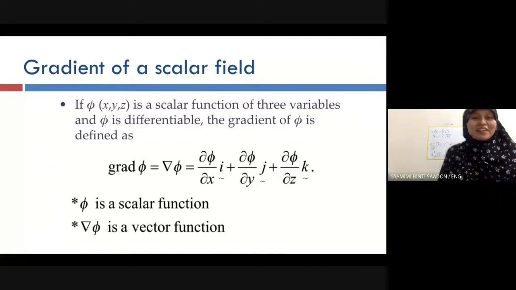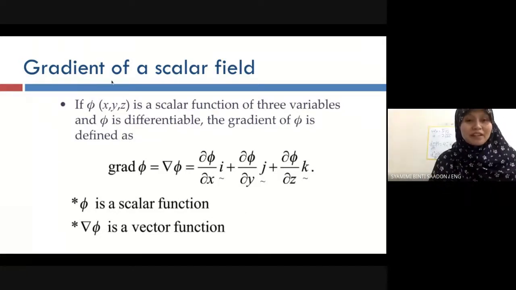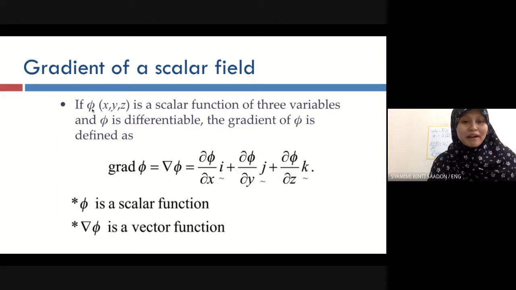Next, gradient of a scalar field. We apply the gradient to a scalar field, not a vector. If phi, a function of x, y, and z, is a scalar function of 3 variables and phi is differentiable, then the gradient of phi is defined as, we can write it this way, gradient, or with this symbol. The gradient of phi is the partial derivative of phi in each component.